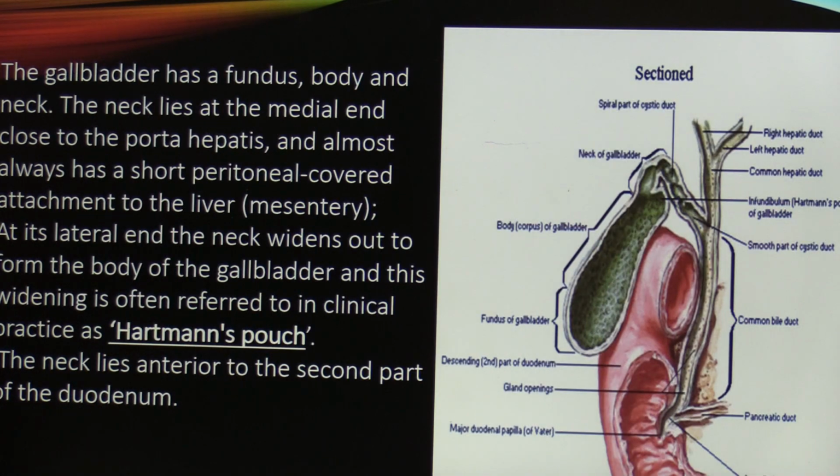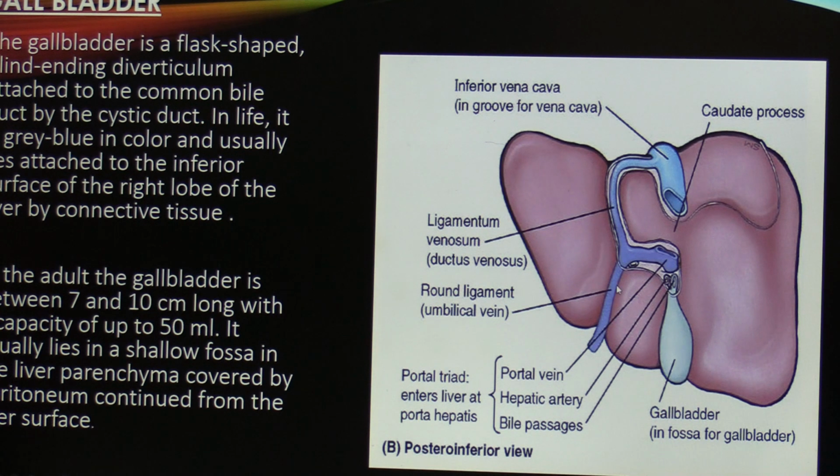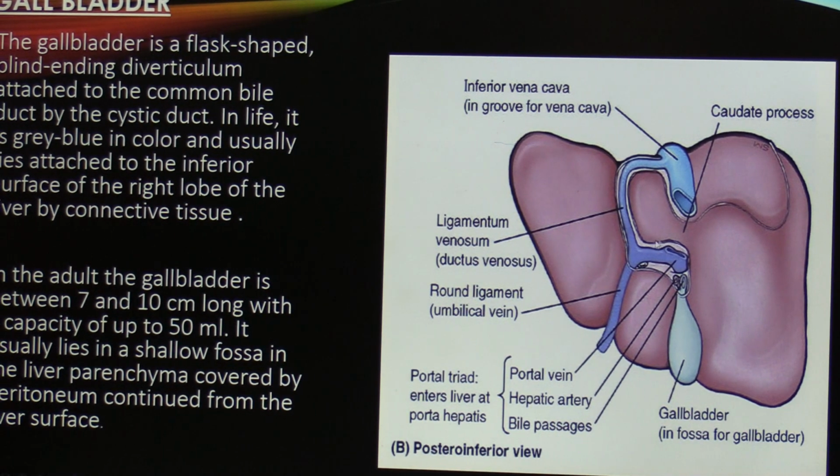Now we talk about the gallbladder. The gallbladder is a flask-shaped blind ending diverticulum attached to the common bile duct by the cystic duct. In life it is usually grey-blue in color and usually lies attached to the inferior surface of the right lobe of the liver. So this is the liver, this part of the liver is the right lobe, and you can see on the inferior surface the presence of the gallbladder in a fossa for the gallbladder.